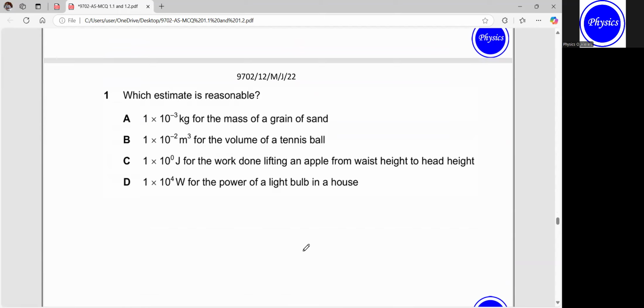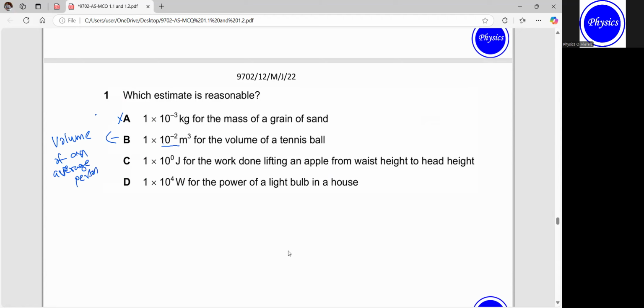One more estimation question. Which estimate is reasonable? Definitely not a grain of sand. A grain of sand is going to be nanogram or even less than that. Okay, so what about this one? Volume of a tennis ball? No. If you remember, the diver's volume was given in the order of 10 to the power of minus 2. You remember for the previous slide. So this is volume of a person, for an average person. 10 to the power of minus 2 is volume of an average person.